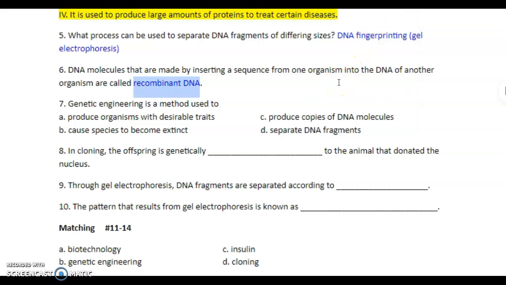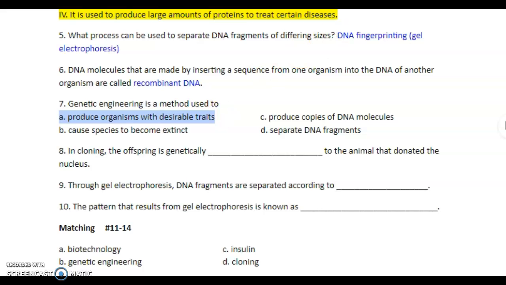Genetic engineering is a method used to, the main reason you do genetic engineering is to produce organisms with desirable traits. You're going to want to remember that. Whether you're wanting to make teeny tiny little dogs out of big dogs, or seedless watermelons, or a tree that grows really big red apples.